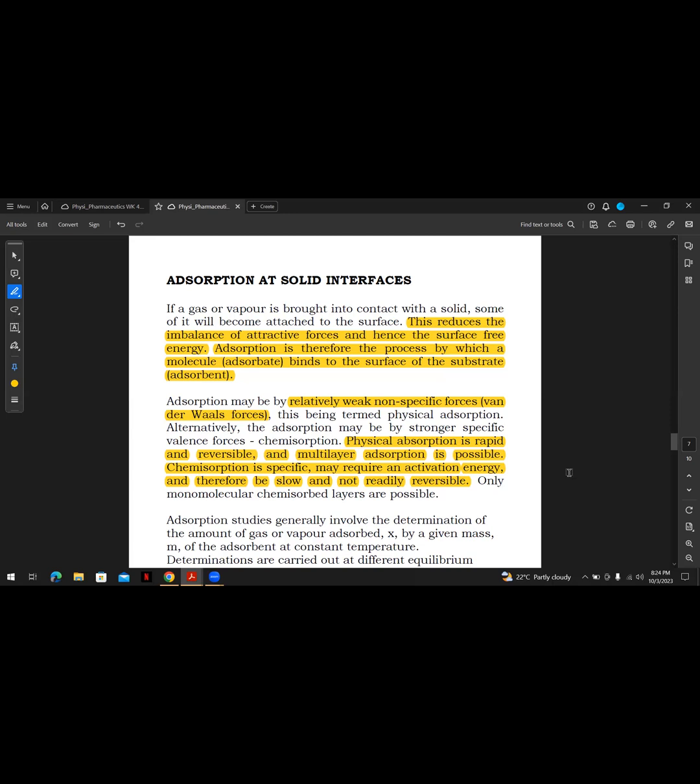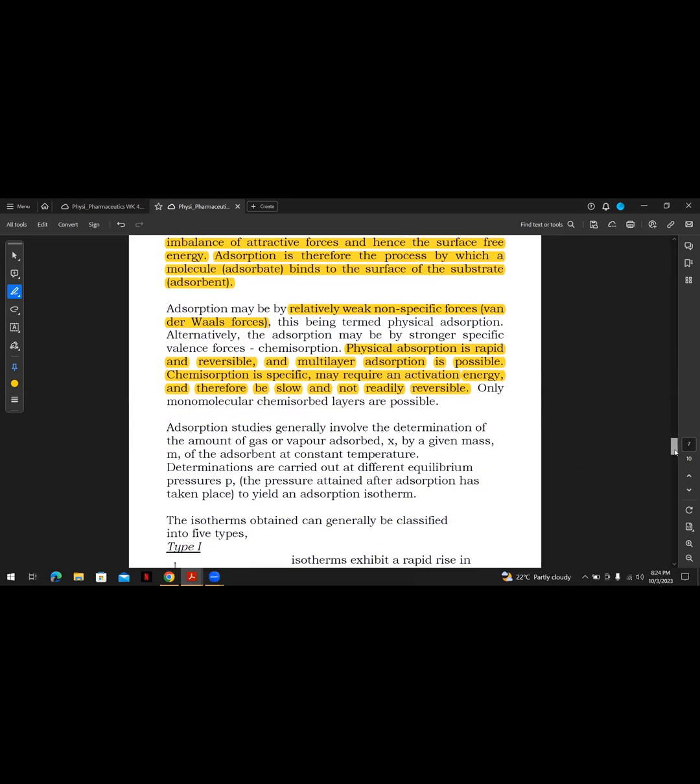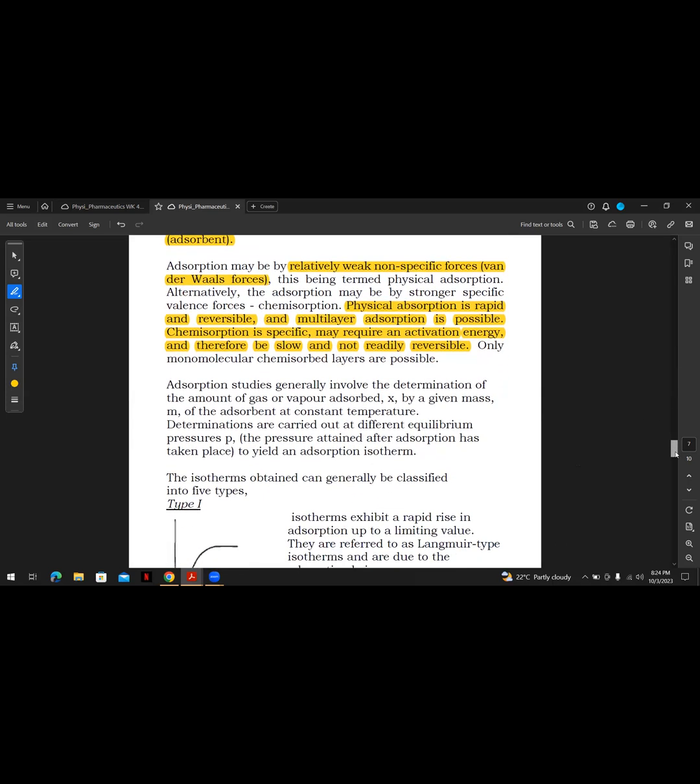So physical adsorption involves relatively weak, non-specific forces. Just think van der Waals forces, they're not very strong. Chemisorption involves valence forces, which are stronger, which means an activation energy is needed, which means it's slower and not really reversible. However, with van der Waals forces, it's easier and easier to reverse, because you don't need to activate and you don't use more energy.